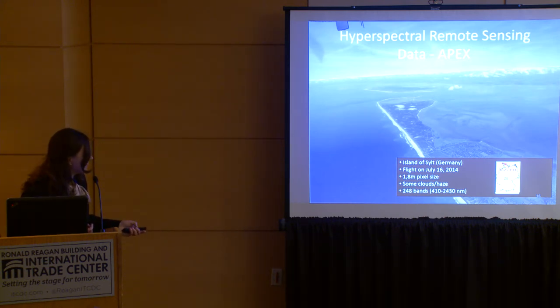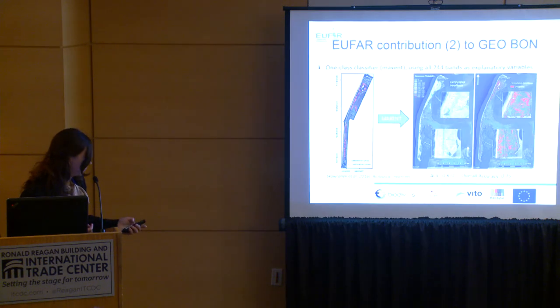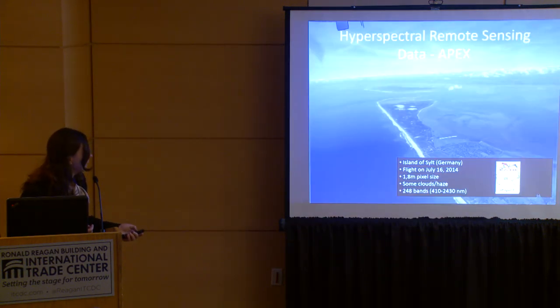So there was a flight in 2014, at the island of Sylt in the north of Germany. With this APEX data, we have pixel sizes of 1.8 meters. So it's a good intermediate level if you want to go to satellite data. And this APEX sensor acquires data in 248 spectral bands. So a picture of the island of Sylt here.